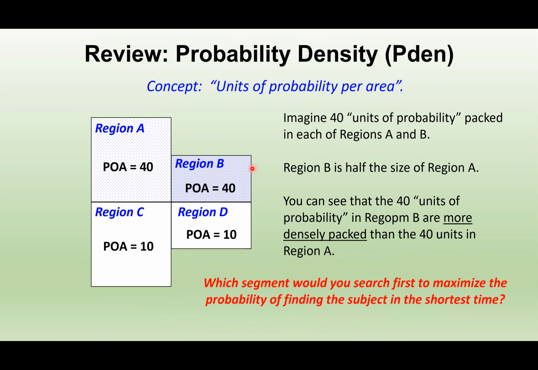All right. We also saw that the concept of probability density quantifies not only how many units of probability are in a region, but how tightly packed or concentrated they are. So if you look at regions A and B, you can see they both have POAs of 40, but because region B is a much smaller area, those 40 units of probability are packed much more densely in region B. And so probability density, which is abbreviated as Pden, is simply calculated by dividing the POA by the area. And we saw that region B here in this example is a much richer probability environment. So if we had limited resources and a limited amount of time, we would want to prioritize searching in region B higher than searching in region A.